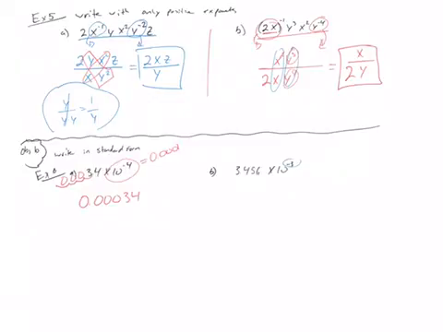This one, negative 3, so I'm going to move the decimal to the left 3. 1, 2, 3. It's going to be 0.003456. And notice the instructions said write it in standard form. That just means don't write it in scientific notation, just write it as a normal number.